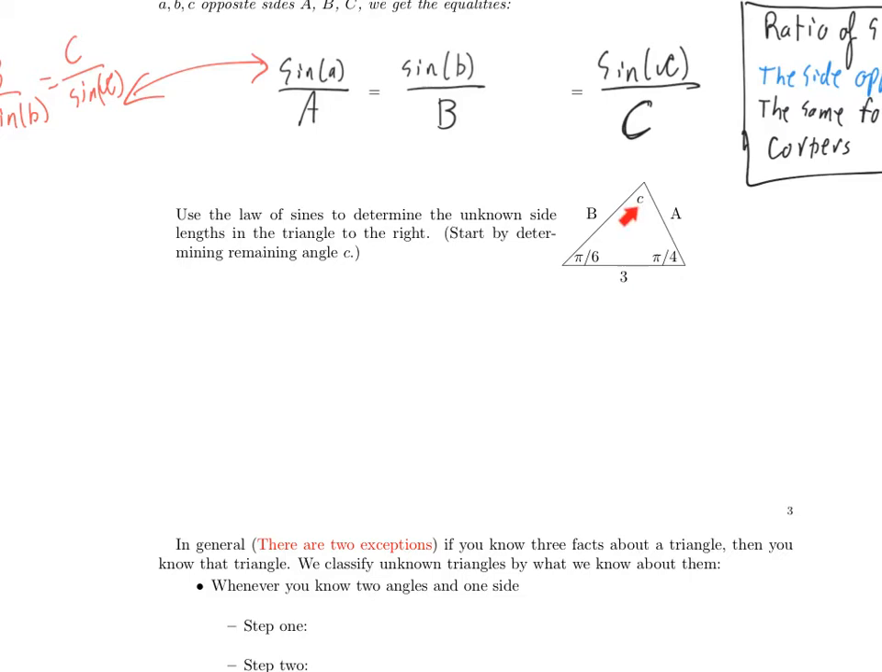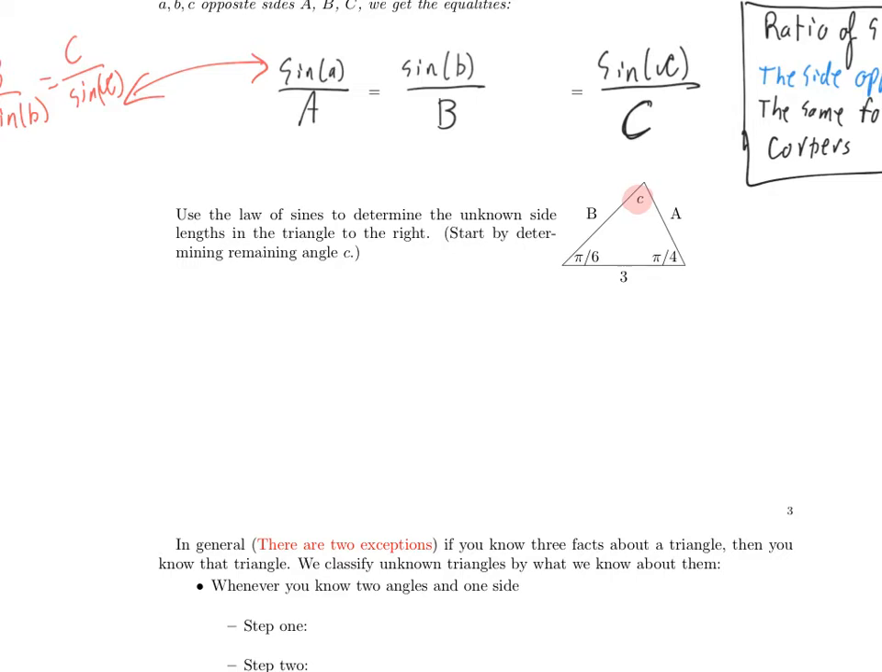3 divided by sine of C will be the same thing as B divided by sine of pi over 4, will be the same thing as A divided by sine of pi over 6. You'll notice in each one of those terms, there was one thing that I don't know. So it would be hard to use that to solve anything. So there's one thing that we'll need to do first. We will need to determine that this angle C. And well, that's not so hard.